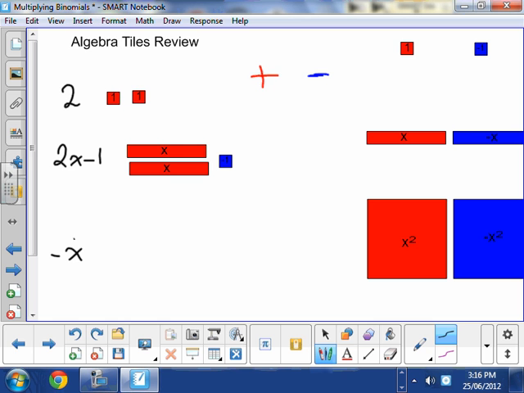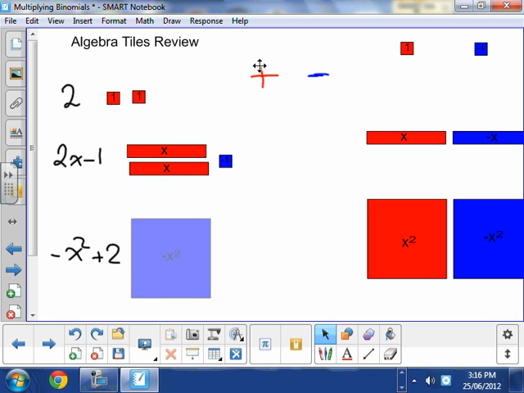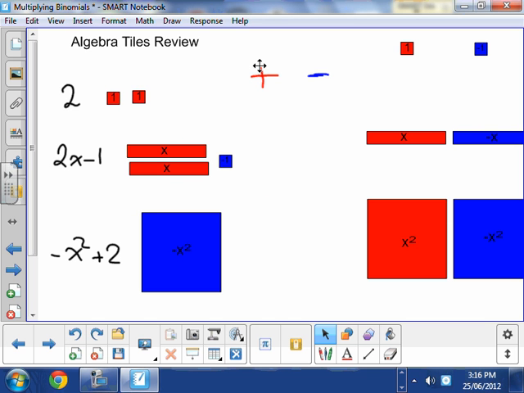Beautiful. How about negative x squared plus 2? Can I do that? Oh, absolutely. So negative x squared is a blue largest tile, and plus 2, I'm going to add to it my 2 little red tiles.